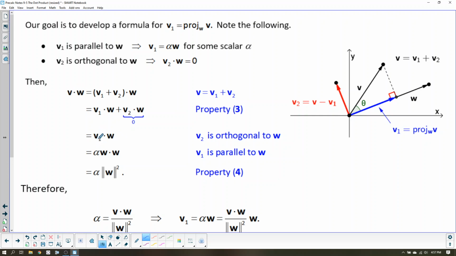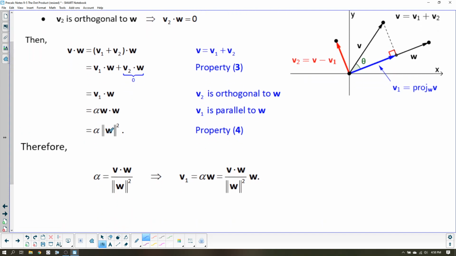Okay, but we said v1 is parallel to w, so we can write v1 as alpha times w. We know v1 is really alpha w, so just substitute it here. Now we have the dot product of w with itself, and we proved previously that could be written as the magnitude of w squared. So we've got a new formula for the dot product. v dot w is really alpha times the magnitude of w squared. Now what this allows us to do is solve for alpha. Alpha was this unknown constant, but now I can just divide this over. Alpha has to be the dot product of v and w divided by the magnitude of w squared.